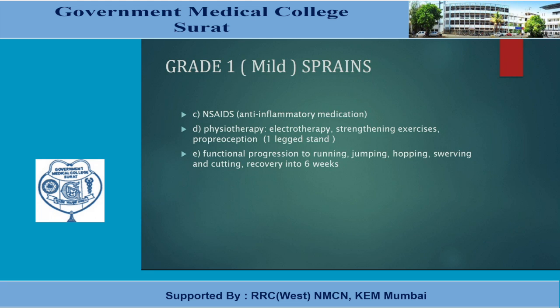Functional progression to running, jumping and hopping after 2 to 6 weeks. If there is a mild ankle sprain, to return to activity the patient might need up to 6 weeks. But if it's a mild sprain, the patient will recover within 1 to 2 weeks.